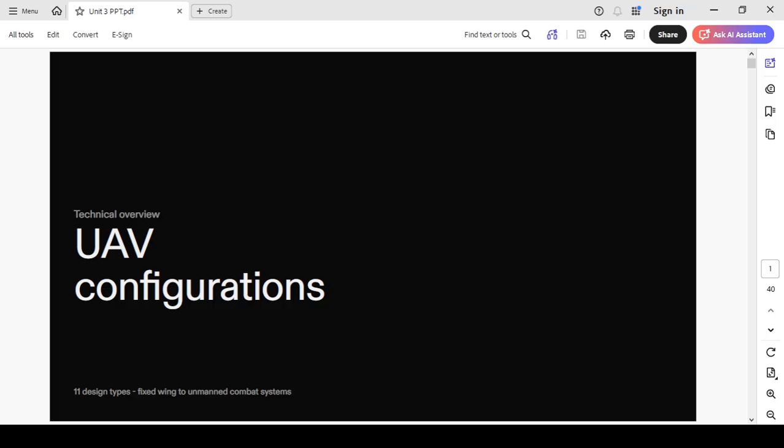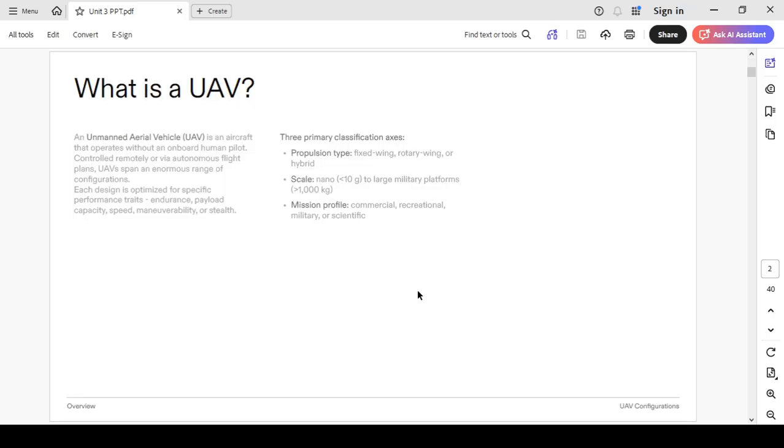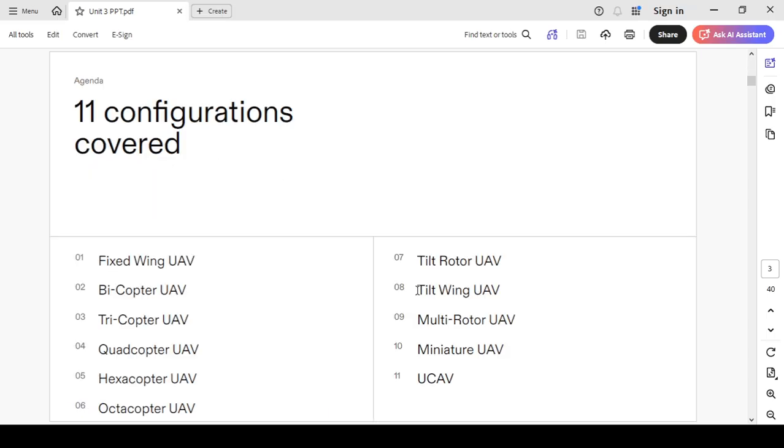So without further delay, we'll move into the topic. The different configurations of UAV. By now you are familiar with this term: what is a UAV? Basically it is an unmanned aerial vehicle, which has now been changed to uncrewed aerial vehicle. So the different configurations of UAVs are here. As of now we have 11 configurations which will be covered in this lecture.